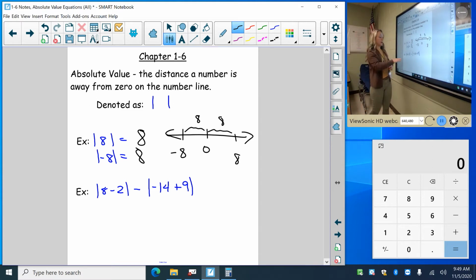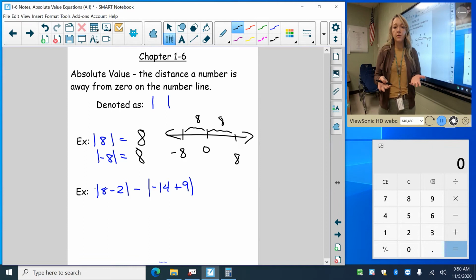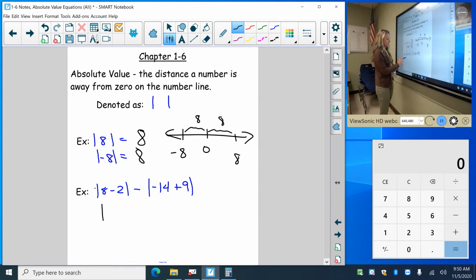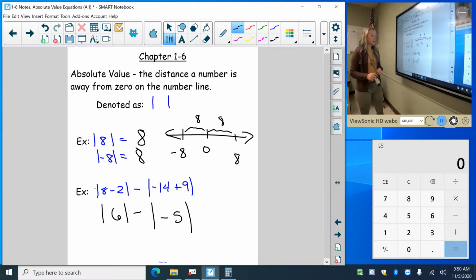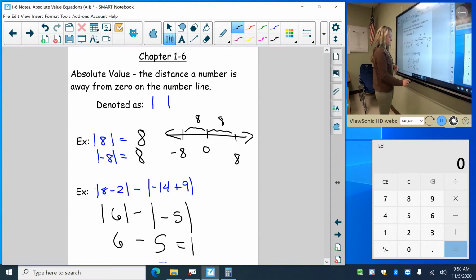When you use it in an expression, you simplify it, you use it sort of like parentheses. The only thing that you can't do is you cannot distribute into absolute values. Don't forget that you cannot distribute into absolute values. So for this, 8 minus 2 is 6, minus negative 14 plus 9 is going to give me negative 5. And then I calculate the absolute value. What's the absolute value? The distance of 6 from 0, it's 6. What's the distance of negative 5 from 0? It's 5, so my answer is 1.